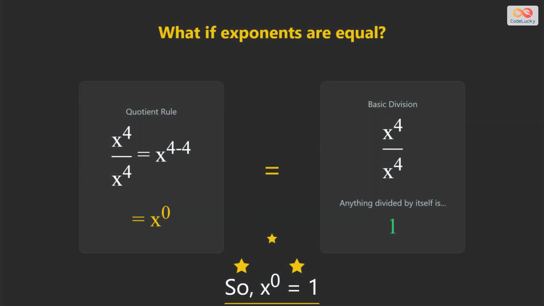Here is an interesting case. What if we divide x to the 4th by x to the 4th? Using our rule, 4 minus 4 is 0, so we get x to the 0 power. But we also know that anything divided by itself is 1. This is the proof for why any non-zero number to the power of 0 equals 1.